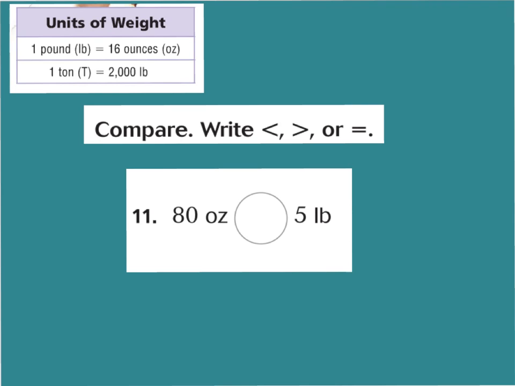Okay, we're going to do the same thing for number 11. Look how you have 80 ounces for this side and 5 pounds for this side. Let's convert it all to ounces so that way we will be able to compare easier. Go ahead and press pause now.